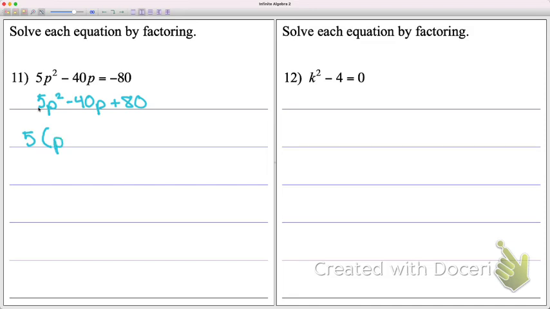P squared minus 8p plus, well, 5 goes into 80, 16. Thank you, Bladen. It still equals 0. I don't remember what we did with that 5 though. It just hangs out. It just has to stick around.